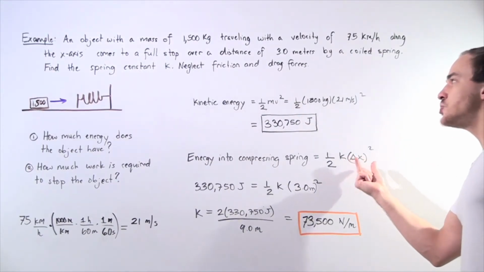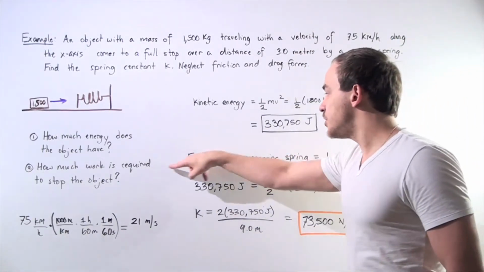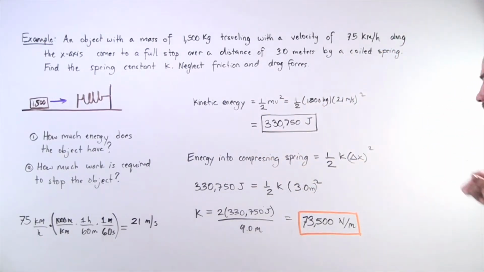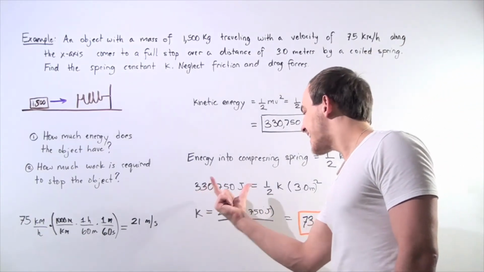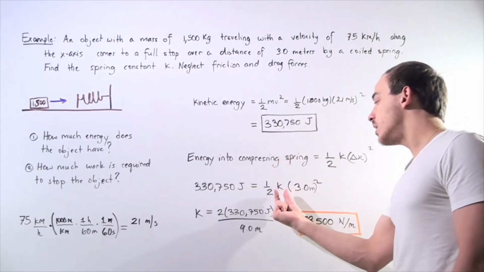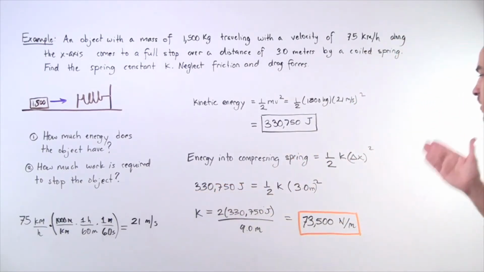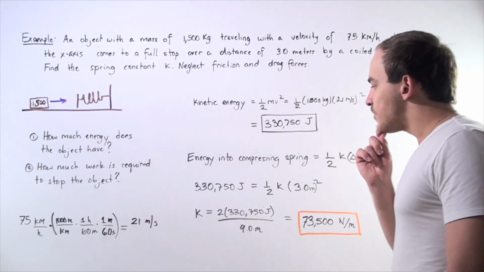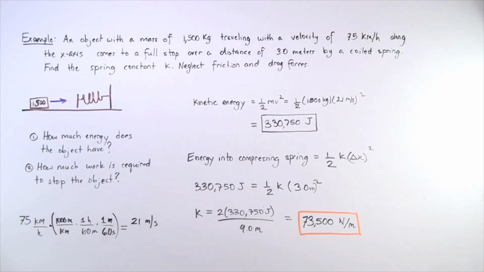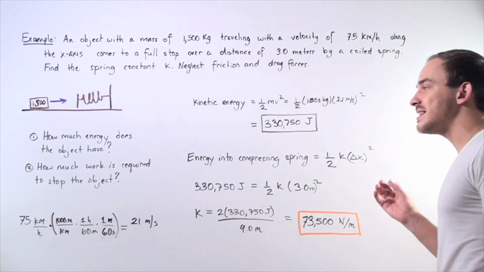So we know that our change in position is 3 meters, so that's 3 meters squared, and we know the energy is equal to our kinetic energy. So we plug our knowns into our equation, and we see that the energy, our kinetic energy, or the work that must be done to stop our object is equal to 1/2 times our unknown multiplied by 3 squared, so 9. So we multiply both sides by 2, we divide both sides by 9, and we get that our spring constant is equal to 73,500 newtons per meter. So this is our spring constant. It's the stiffness in our spring.